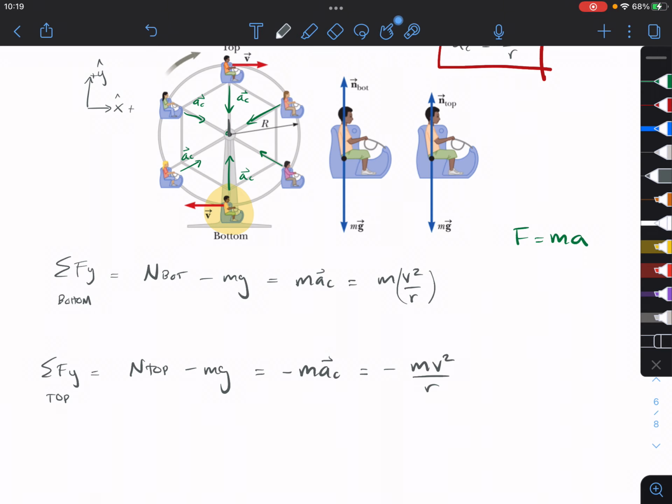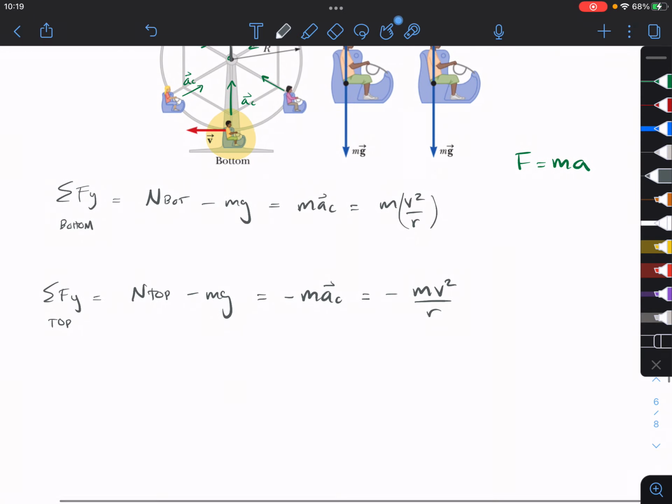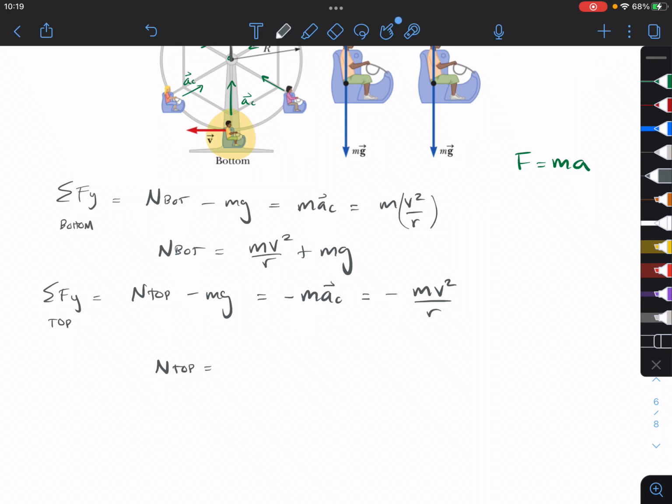Cool. Okay, so we're trying to solve for the normal force. So for the bottom, N bottom is going to be equal to mv squared over r plus mg, and top is going to be equal to negative mv squared over r plus mg. Okay, so notice that at the top, just by first glance, that value is going to be lower, because at the top we have the weight minus the centripetal term, and then at the bottom we have the weight plus the centripetal term.